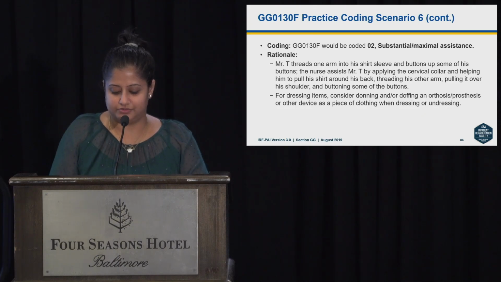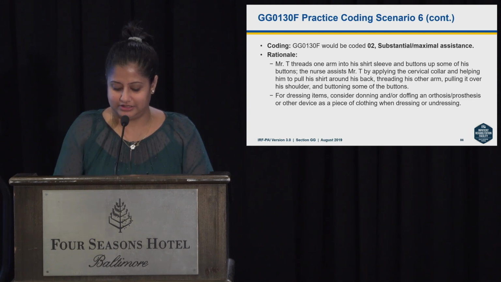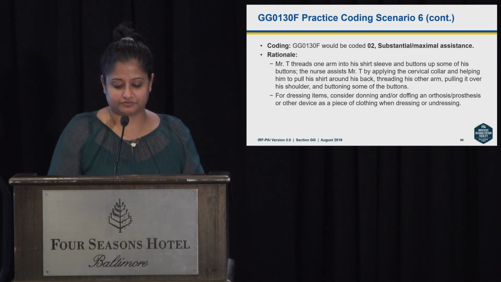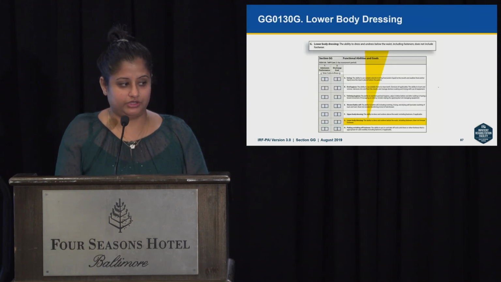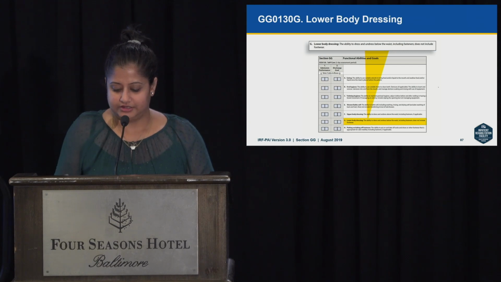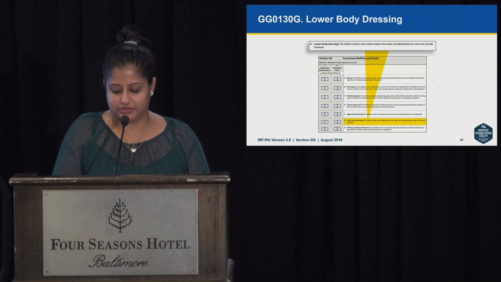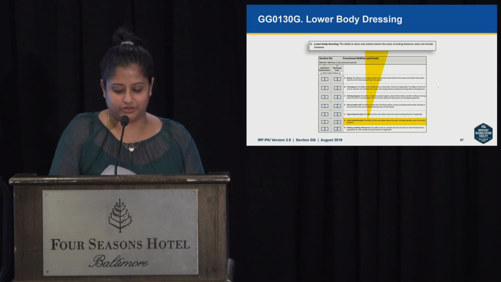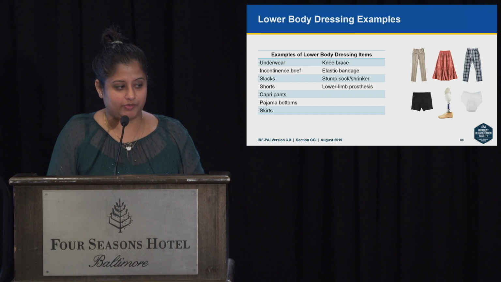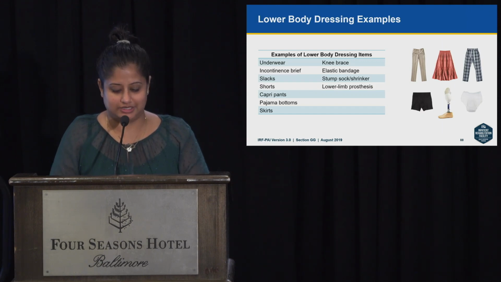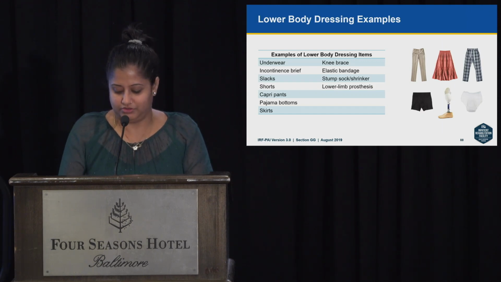And for dressing items, you consider donning and/or doffing an orthosis or prosthesis or other device as a piece of clothing when dressing or undressing. All right, we'll move now to lower body dressing. The definition for lower body dressing is the ability to dress and undress below the waist, including fasteners, and it does not include footwear. As with upper body dressing, we've got some lower body dressing examples on here. Again, please note these are some examples, and you would assess the patient based on the clothing they routinely wear.